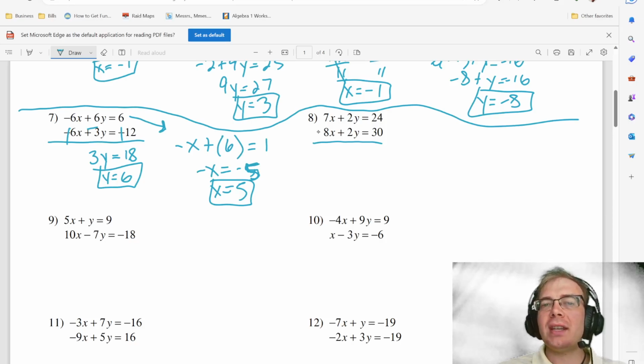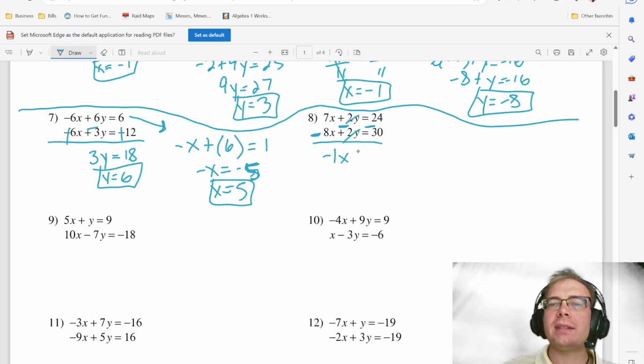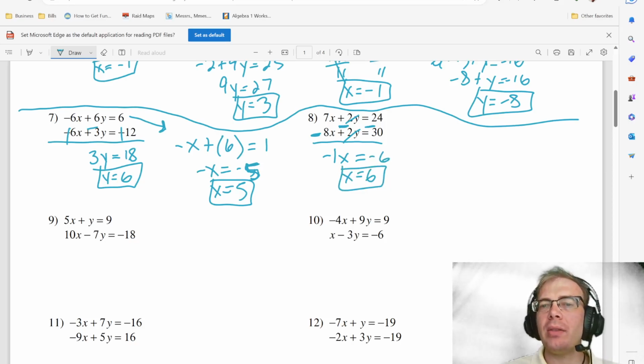So let's change the signs of everything in the bottom row. You could change the signs of everything in the top row, and that would be fine also. But let's do bottom row just because. 7 minus 8 is negative 1. 2's cancel. 24 minus 30 is negative 6. So x is 6. Would have been better to change the top row, I think, but it's all good.